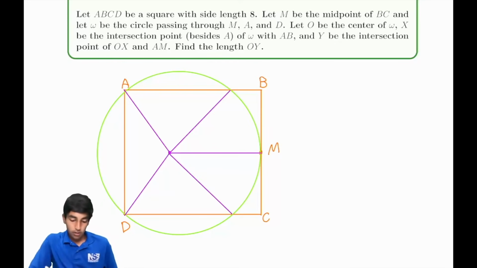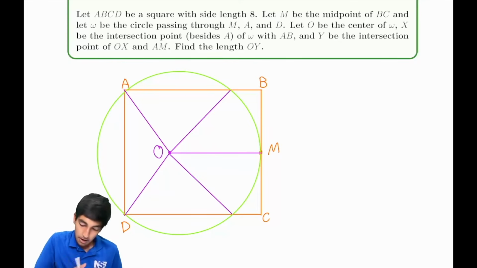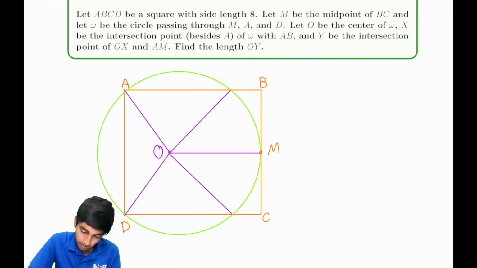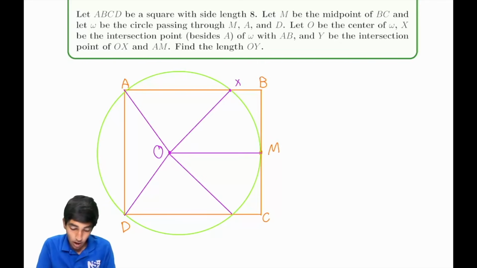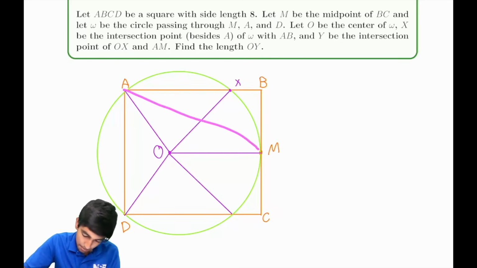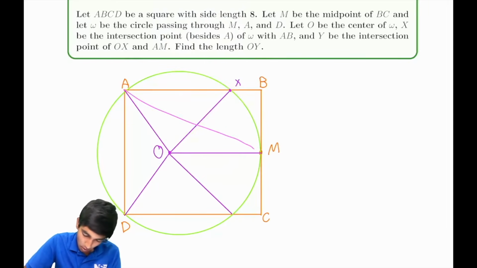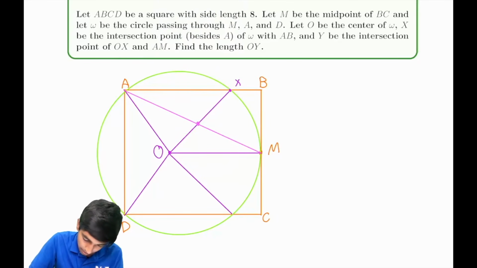Okay, so O is this point here. Let X be the intersection of omega with AB, so this is X. And let Y be the intersection of OX with AM. So we're intersecting AM with OX. And that's Y. And we're asked to find OY.